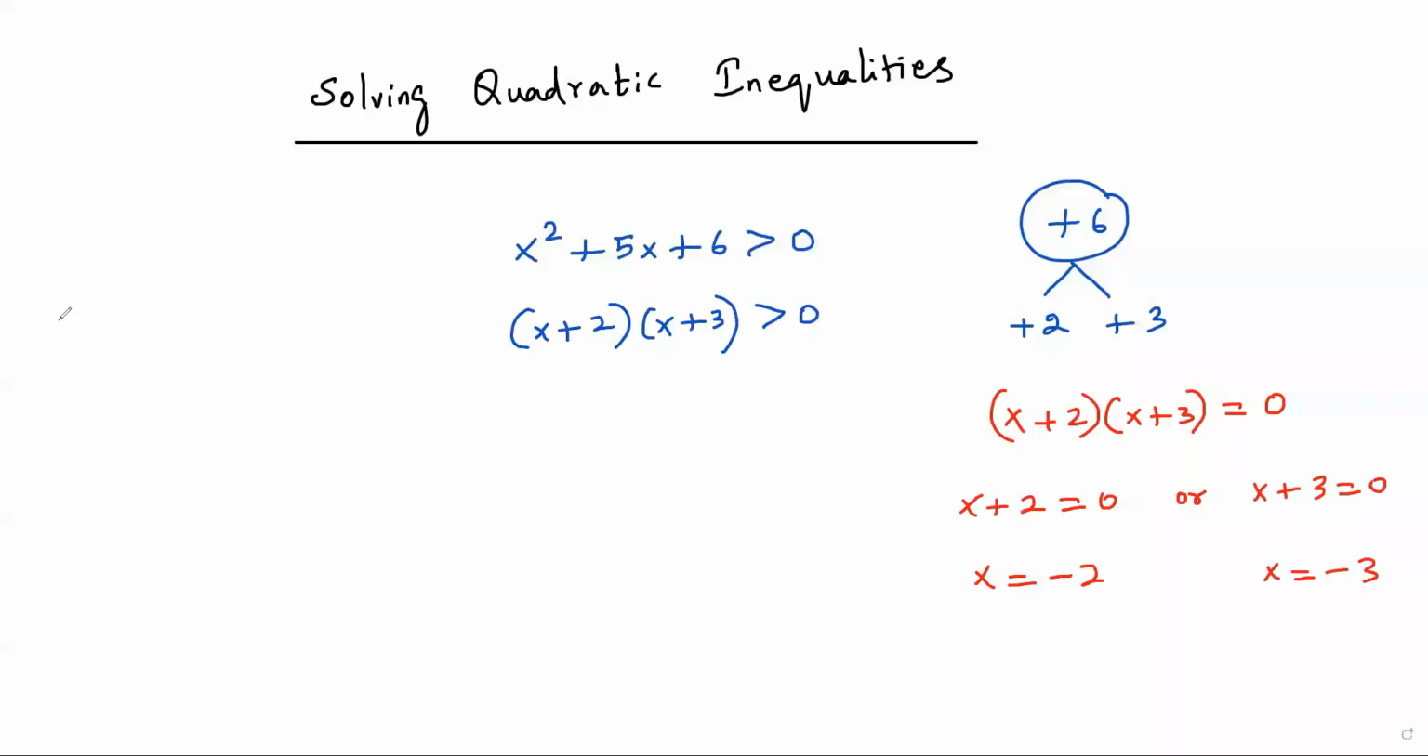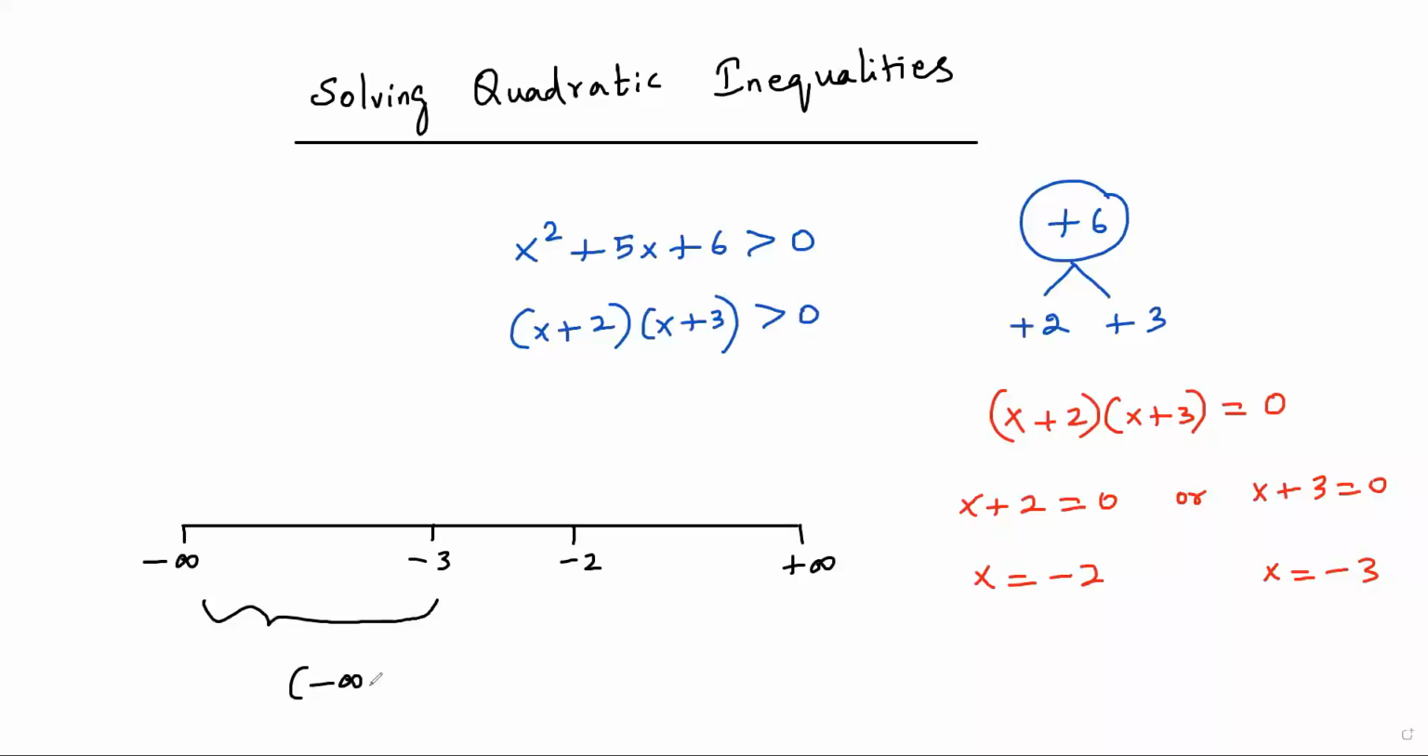Okay, now we have to mark these two values, -2 and -3, on a number line. So here the left side extreme value is negative infinity, the right side extreme value is positive infinity. And we'll have -3 and -2. And we get three intervals. The first interval is (-∞, -3). The second interval is (-3, -2). And the third interval is (-2, ∞).